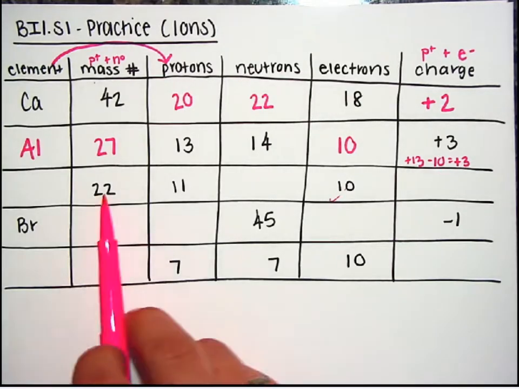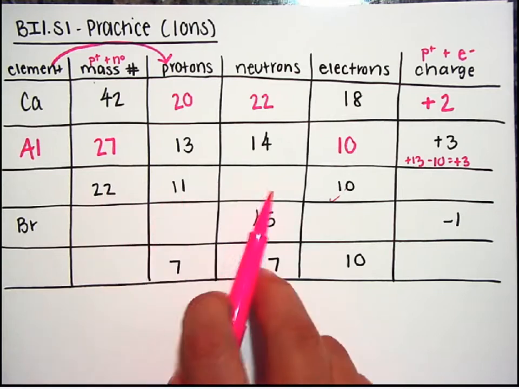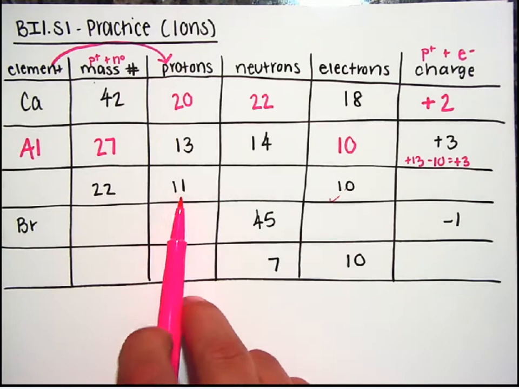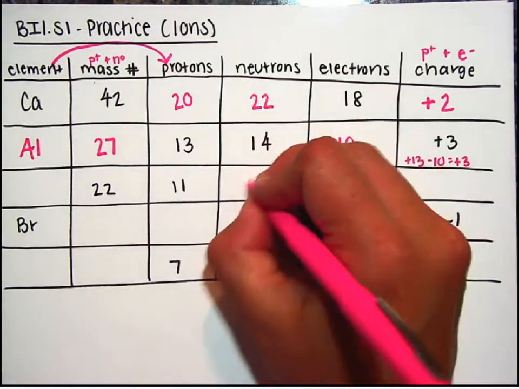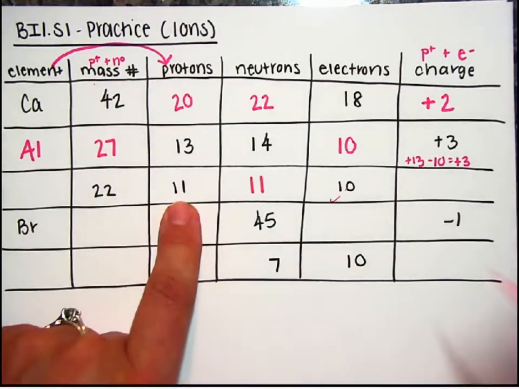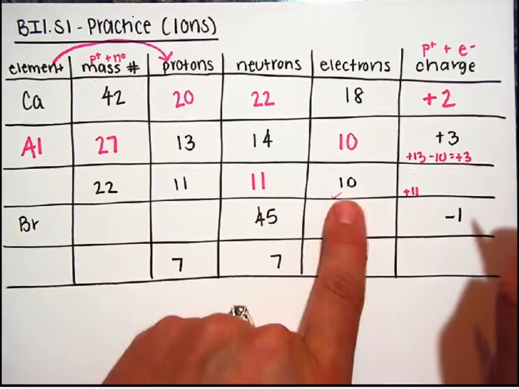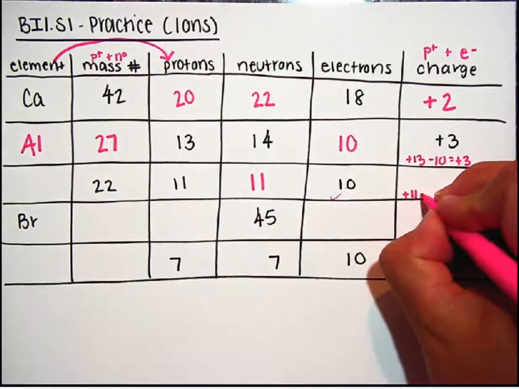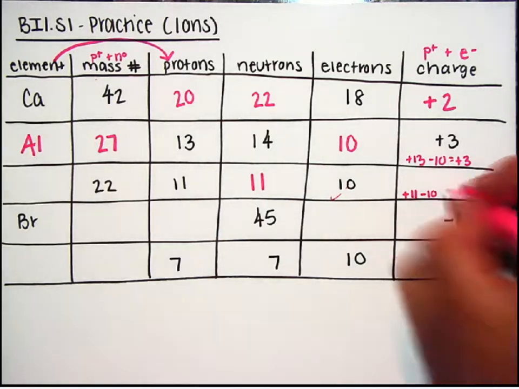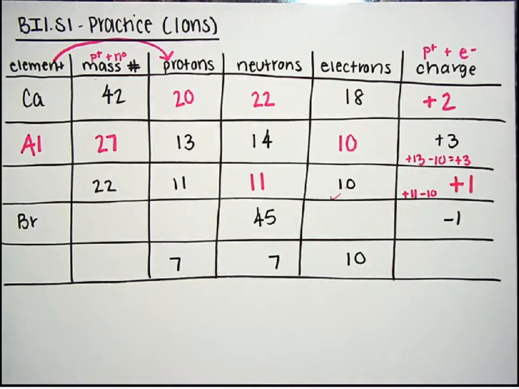Row 3. Mass number equals protons plus neutrons. If I have a mass of 22, I subtract 11 protons, I get 11 neutrons. I have 11 protons, 11 positives. I have 10 electrons, 10 negatives. I have 1 more positive than negative, so my net charge would be plus 1.